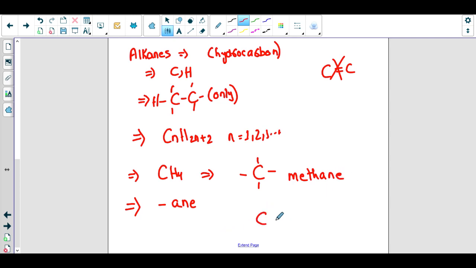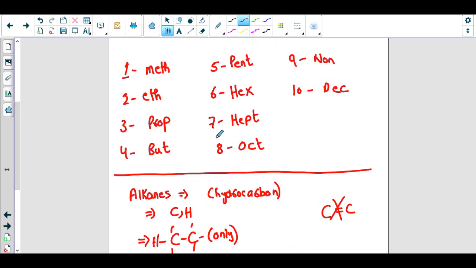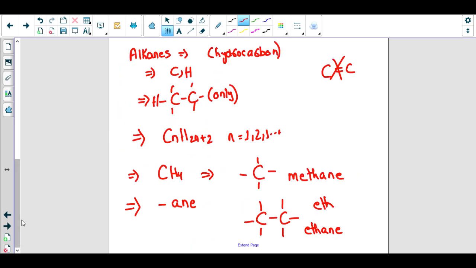Similarly, if you have 2 carbons, there should be a carbon-carbon single bond only, and all the remaining should be hydrogens. So this is 2 carbon. 2 carbon is called eth. The end of an alkane is always "ane", so we can call it ethane. Similarly, if it is 3 carbon, you call it propane. When it is 4 carbon, you call it butane. So if you know the number of carbons, you can easily name them just by counting. So these are the simplest hydrocarbons.